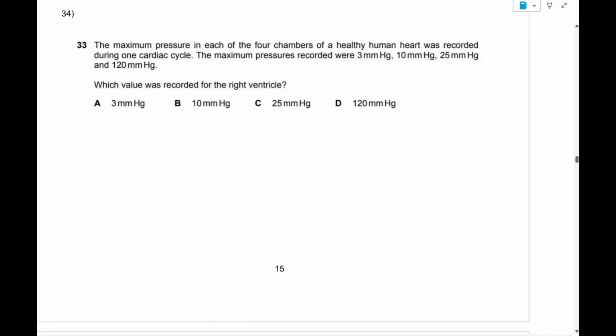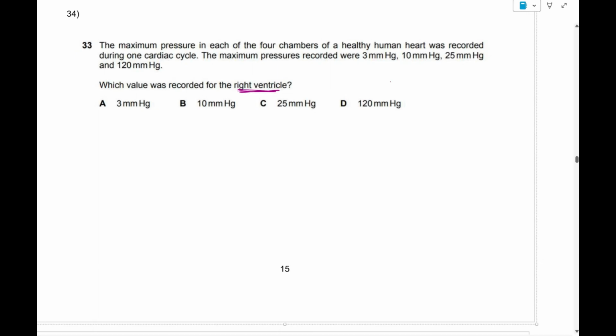Question 34. The maximum pressure in each of the 4 chambers of a healthy human heart was recorded during one cardiac cycle. The maximum pressures recorded were 3, 10, 25, and 125 millimeter mercury. Which value was recorded for the right ventricle? Now, as we all know, ventricular systole in both chambers. So first of all, we have the left and the right chambers. In both chambers, the ventricular systole must always be the 2 highest numbers.